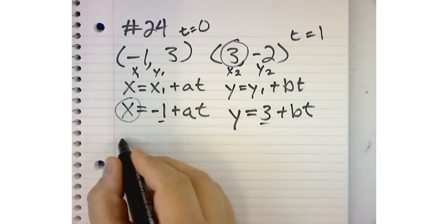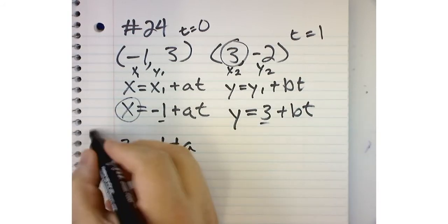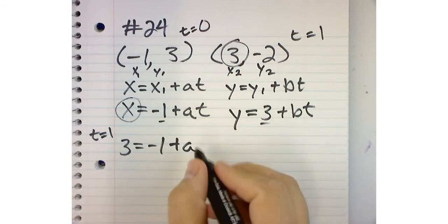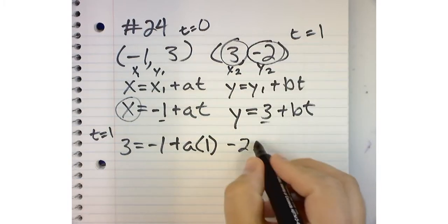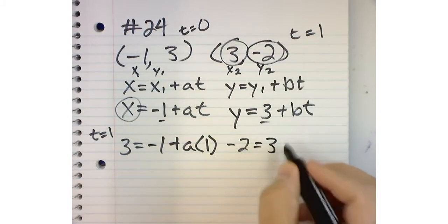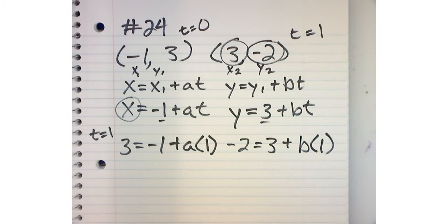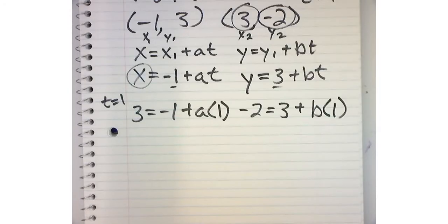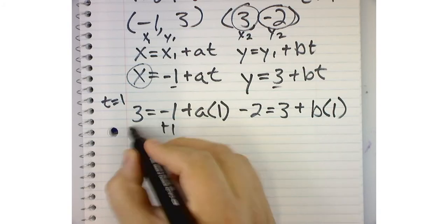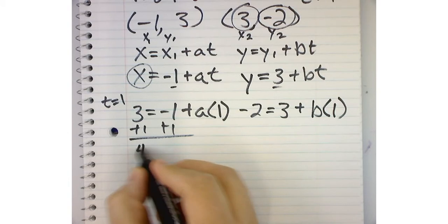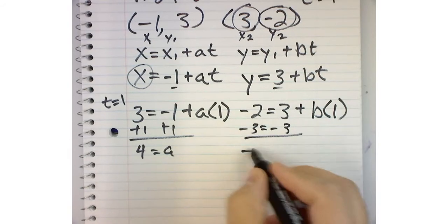So I'm going to say 3 is equal to -1 plus a times t, and here we need to make the assumption that t equals 1. Then do the same thing here: my y, which is -2, is equal to 3 plus b times t, but we're assuming that t equals 1. That's pretty much the algorithm to solve these problems. Now we solve for a. If I add 1 to both sides, I get 4 is equal to a, and over here if I subtract 3 from both sides, I get -5 is equal to b.